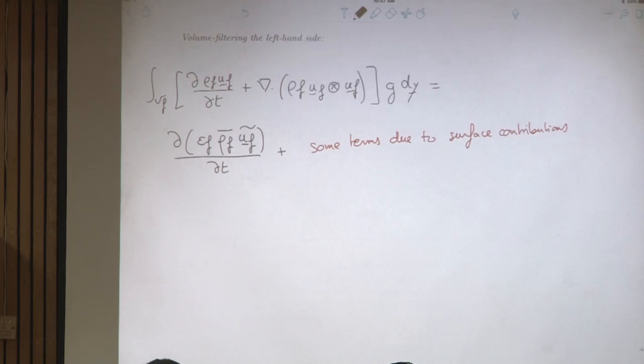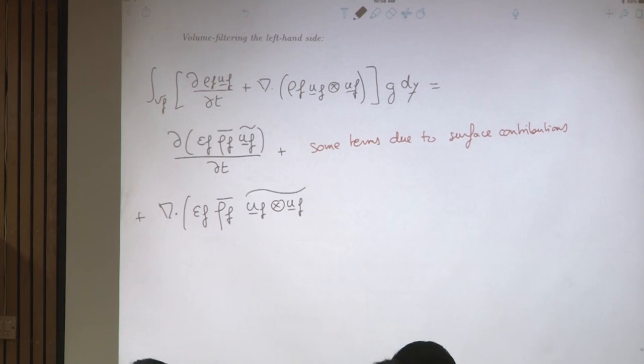Plus, same thing with the divergence. Divergence of epsilon f times, well, this is where things are going to be a bit interesting. We can invoke the Favre filter again to make sure that our density stays out of the picture, so rho f bar. But then we still have a nonlinear product between two terms. So what we really have here is a uf, dyadic uf, the entire thing tilde. And there's no trick we can use here. We'll have to face this. This is going to be a remodeling problem. Anytime you filter a nonlinear equation, you'll face this.